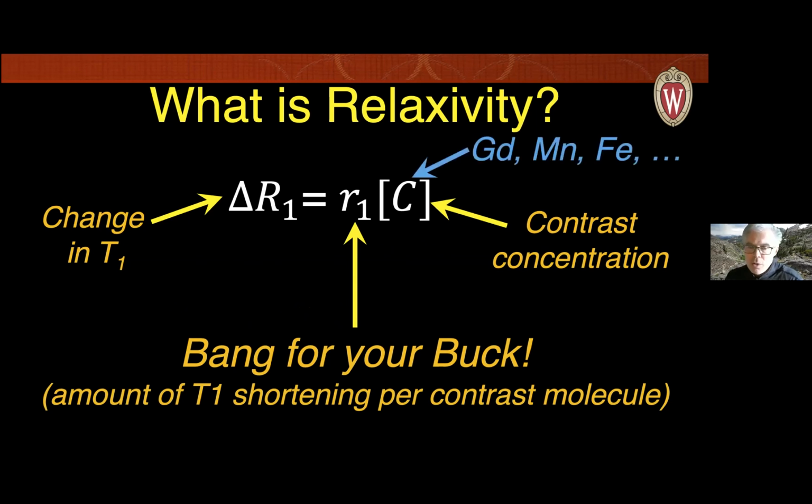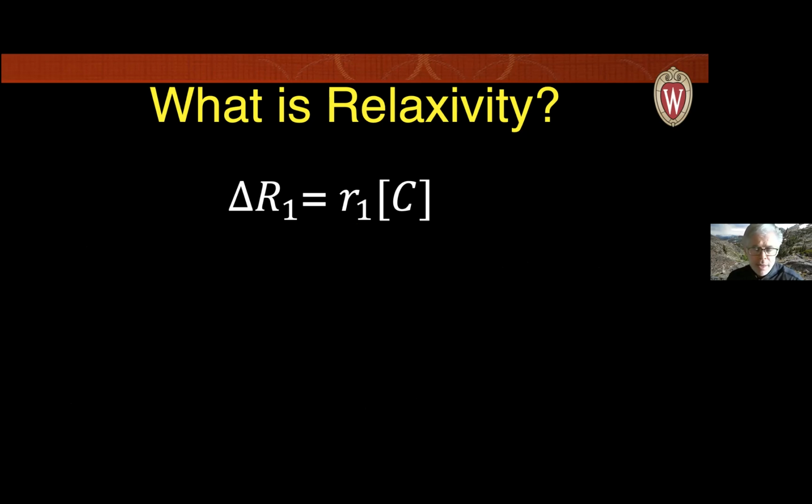Important to point out too is that it can be gadolinium, but other things can also serve as contrast agents: manganese, iron-based contrast agents. And in the old days, we even talked about dysprosium and europium and things like that. It's usually gadolinium, though. The other thing I want to mention is that it's not just for T1.